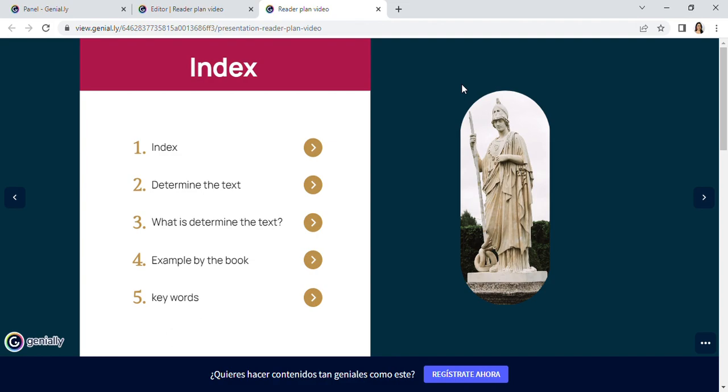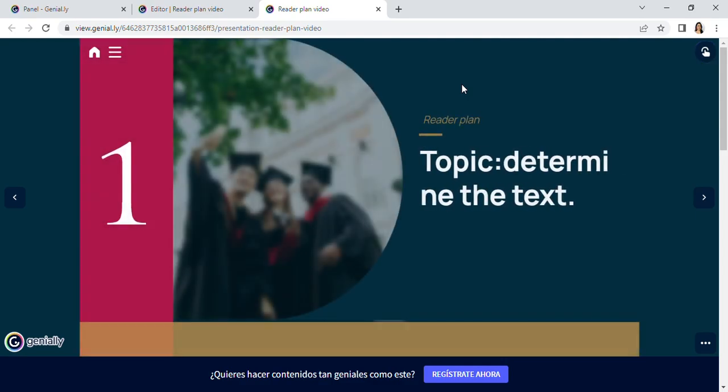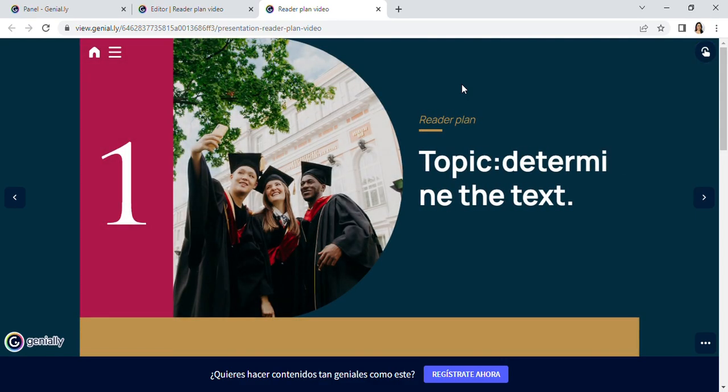And the keywords, I put this keyword because it made me easily to comprehend the context of the author and what idea he was trying to present or to share with me or with other people who read the book I chose. Here's the subject, reader plan, the topic, determine the text.